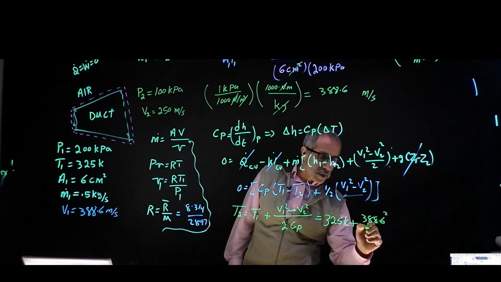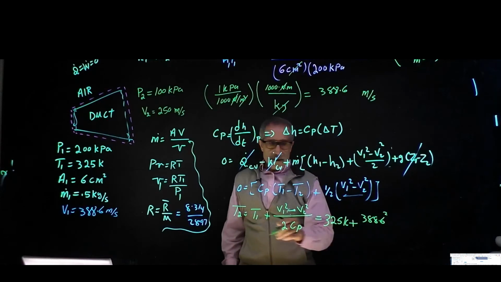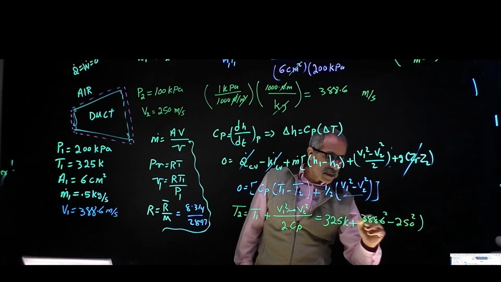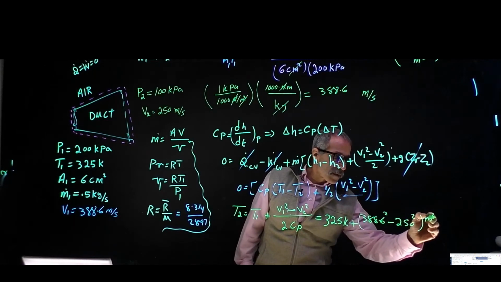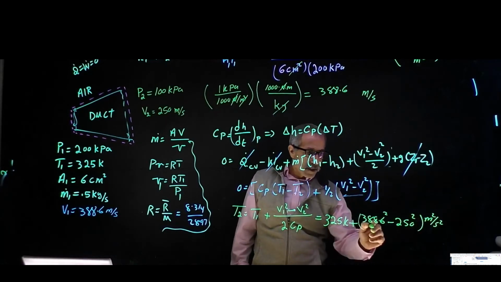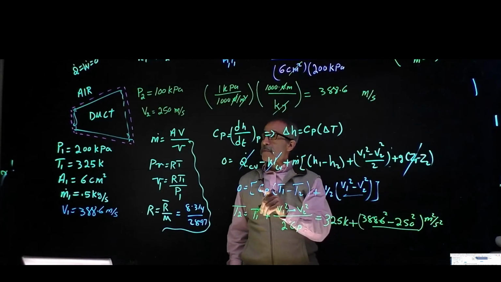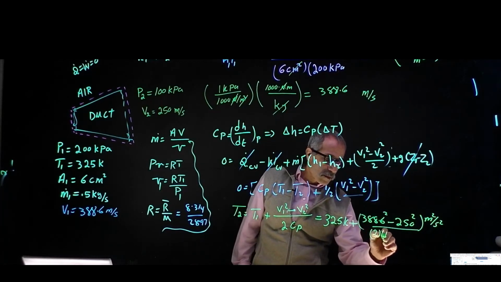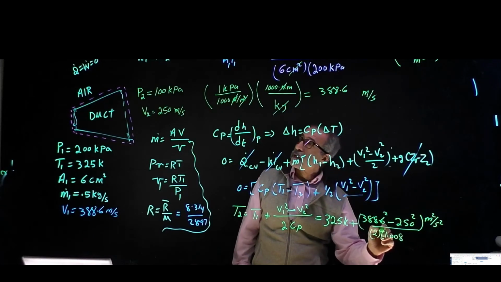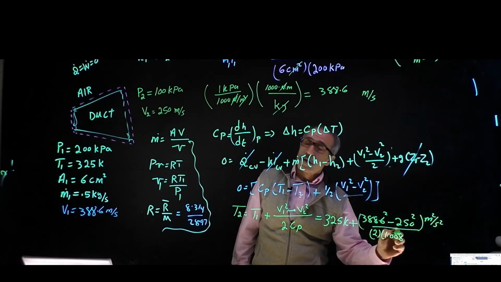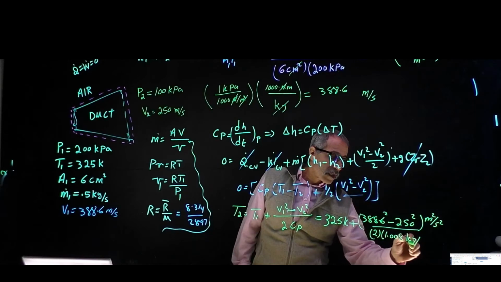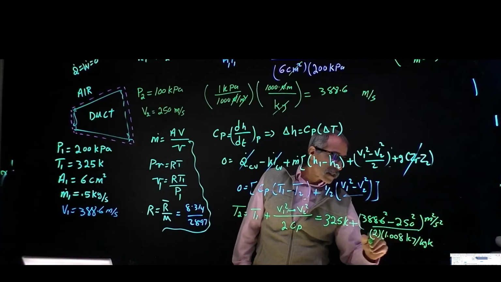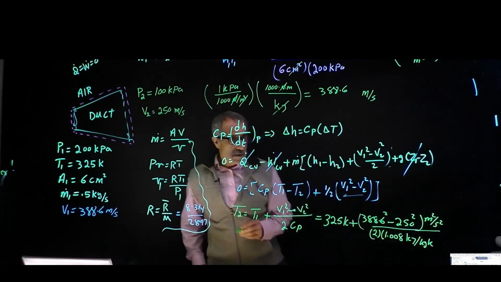388.6 squared minus 250 squared. That's meter per second squared when we do it, and then divided by 2 Cp. Cp came out to 1.008, so 2 times 1.008 kilojoule per kilogram Kelvin. Great. Another unit conversion.